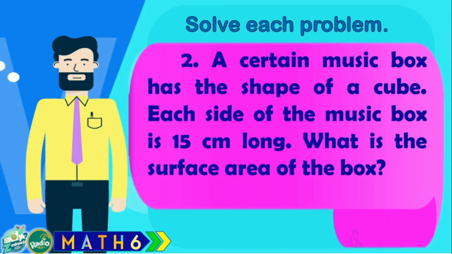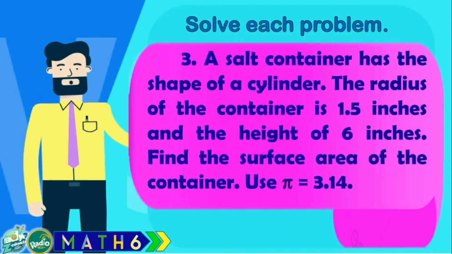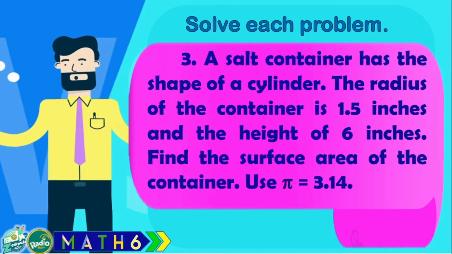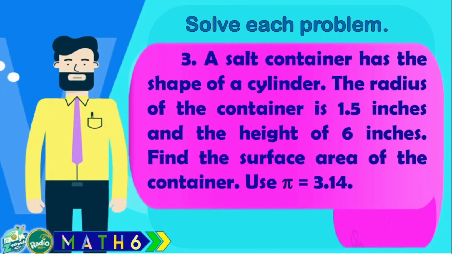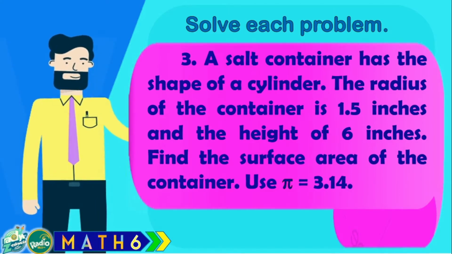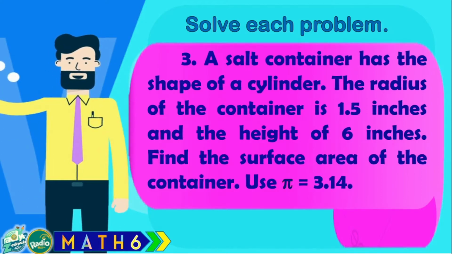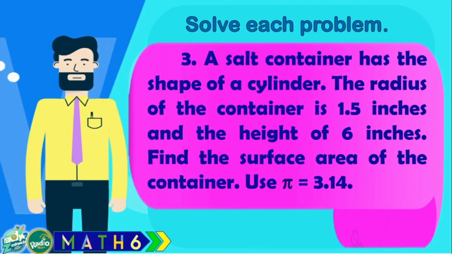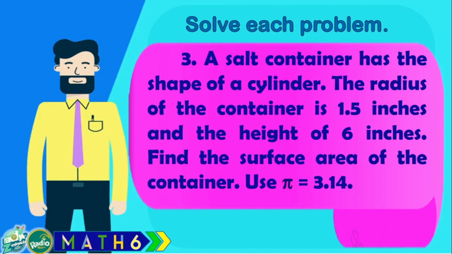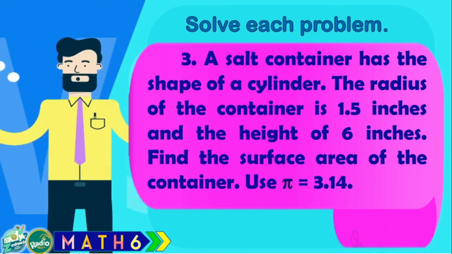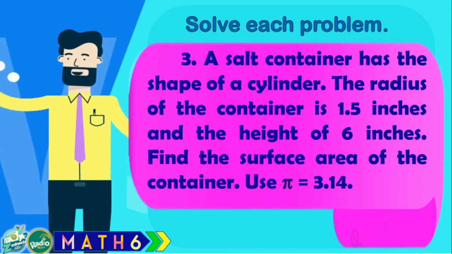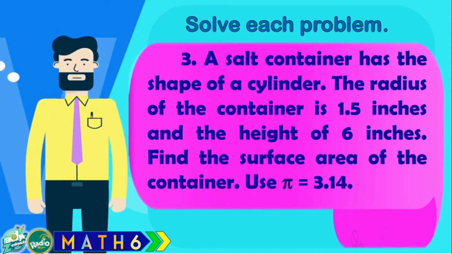Number 3. A salt container has the shape of a cylinder. The radius of the container is 1.5 inches and the height is 6 inches. Find the surface area of the container. Again, a salt container has the shape of a cylinder. The radius of the container is 1.5 inches and the height is 6 inches. Find the surface area of the container. Use pi equals 3.14.